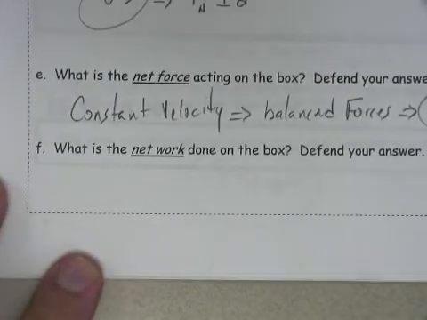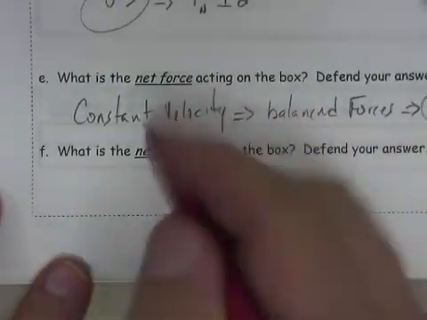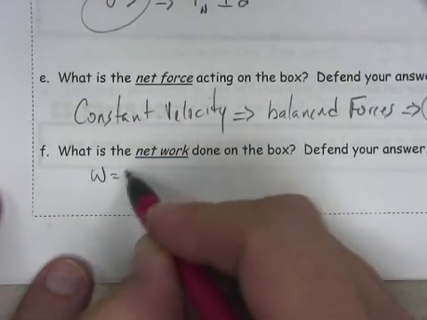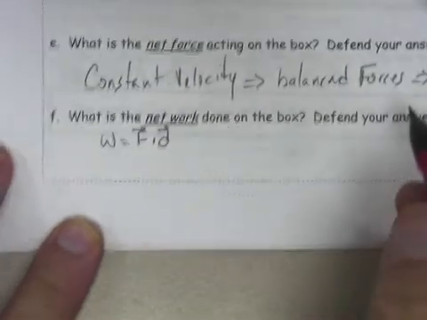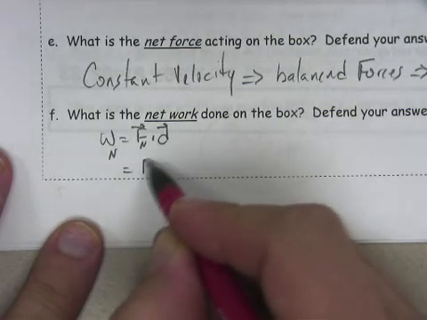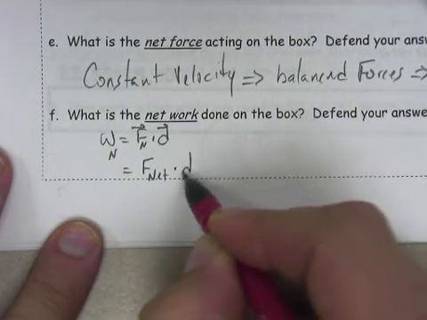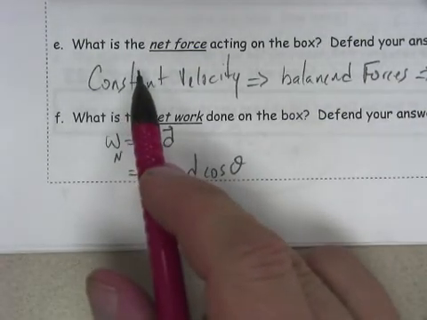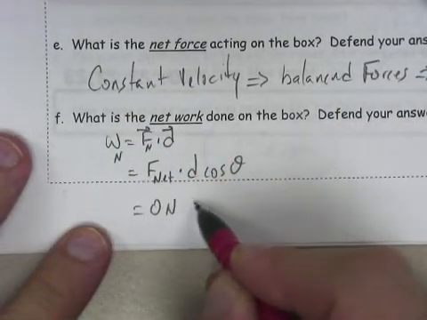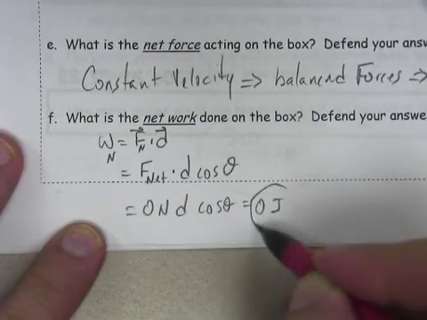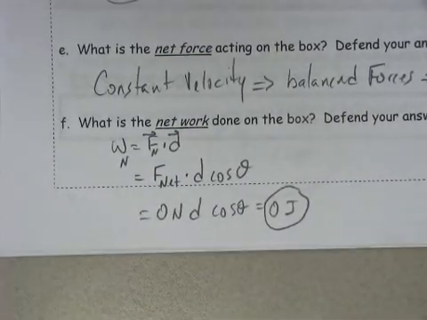All right, the next one. What is the net work done on the box? Defend your answer. Well, if we use the work equation, and if we want the net work, then we also have to use the net force. The net force, we said earlier in part E, was 0. So 0 newtons times any d times any cosine theta will give us 0 joules. So the net work done on the box is 0 joules.